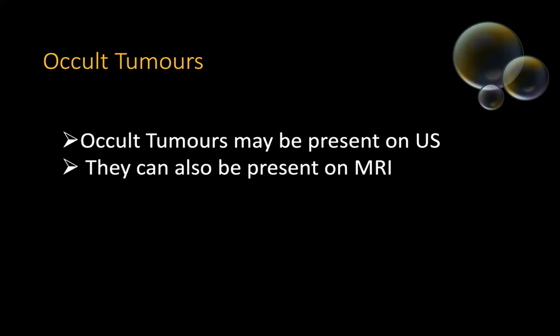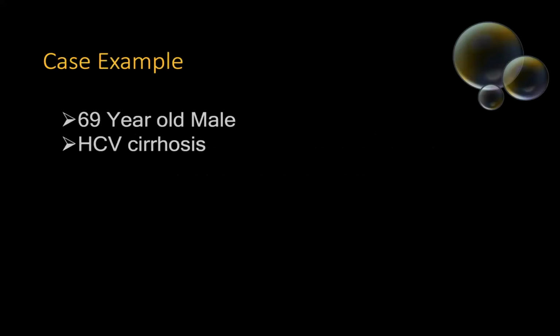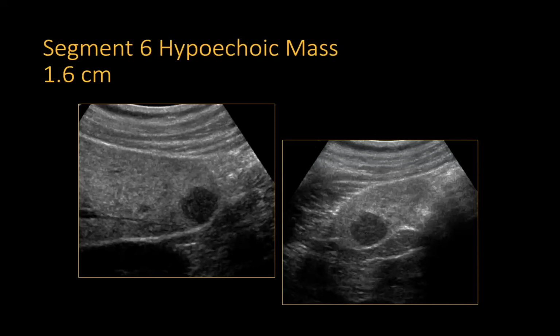I'm sure that all of you are aware that everybody believes that occult tumors are present on ultrasound, and they are present on ultrasound. However, the thing that's very important to recognize is that they can also be present on MRI, and this is not a widely held belief. So let's look at a 69-year-old male with HCV cirrhosis.